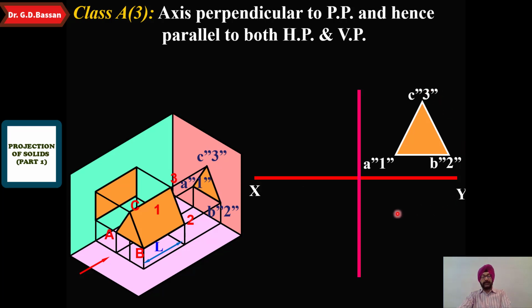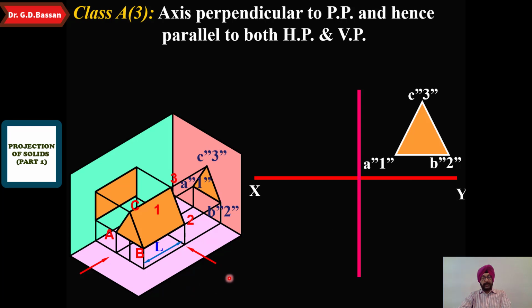Now one more thing I would like to tell you, that notation is very important in engineering drawing. So you must be knowing that for showing the notation in front view, we show the small letter with a dash. To show the notation of top view, we show only the small letters, and for the side view, we show the double dash. So this double dash indicates that we are showing the side view.